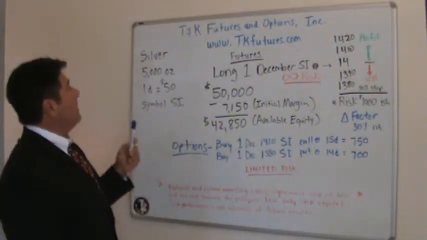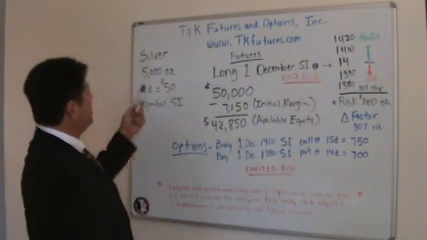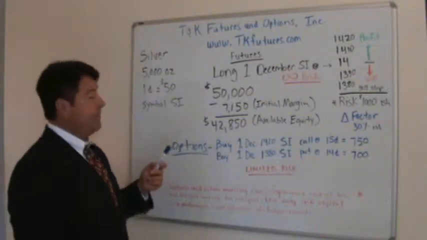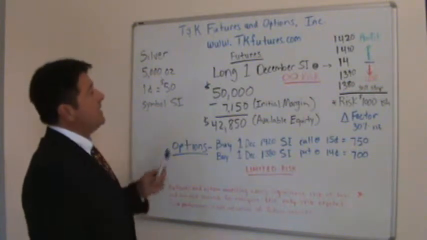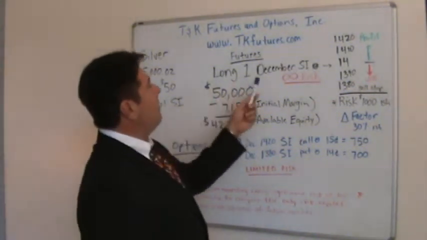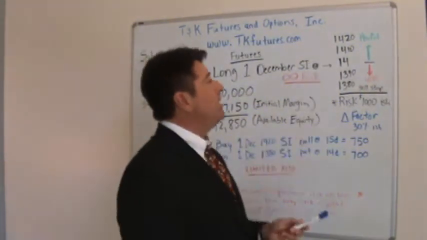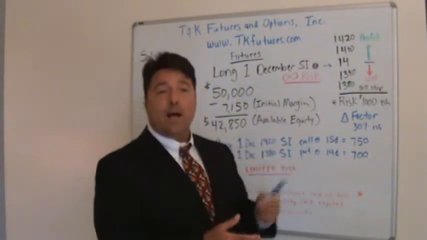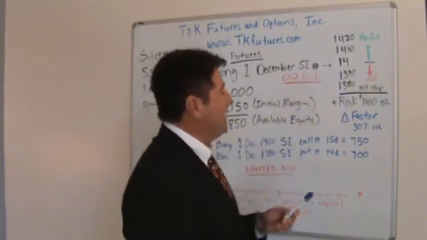Let me talk a little bit about the contract specifications for silver before we get started. Silver is a 5,000 ounce contract. Every 1 penny move is equal to $50. The symbol is SI. So let's go through a hypothetical example here. Let's say that we get long one December silver contract at $14. It's not $14 right now, but I just want to use hypothetical numbers, just made these up. You want to get long at $14.